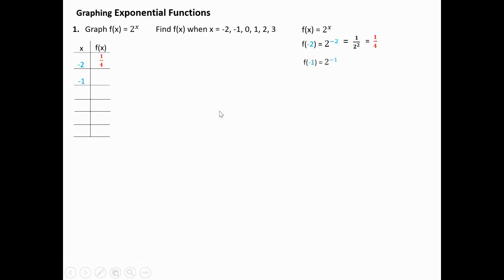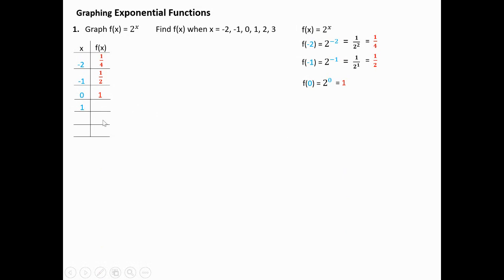When x is -1, we repeat the process. So it's going to be 2 to the -1, which is equal to 1 over 2 to the first power, which is equal to 1/2. So when x is -1, y is 1/2. Now let's evaluate f of 0. We're going to plug in 0 for where the x is. Anything to a 0 power is always 1. So when x is 0, y is 1.